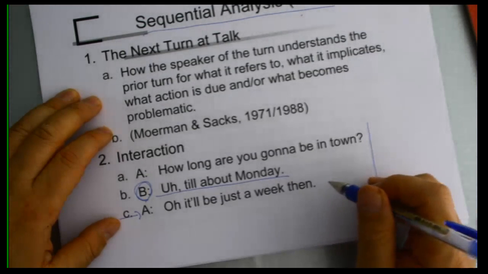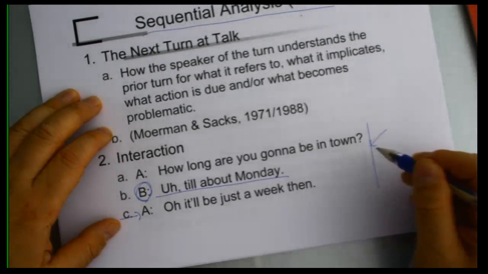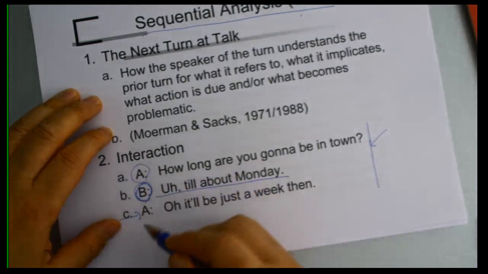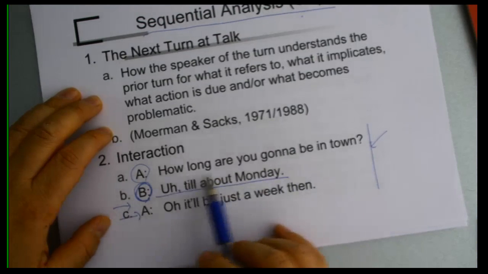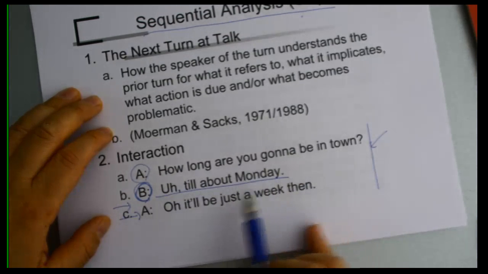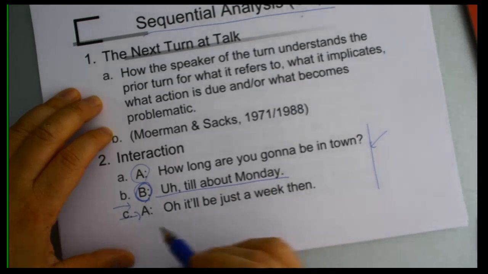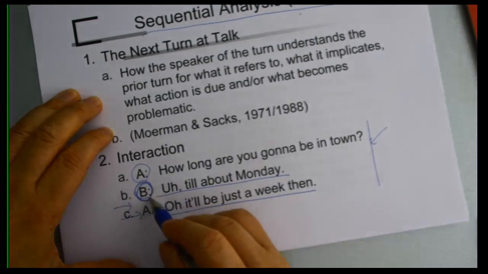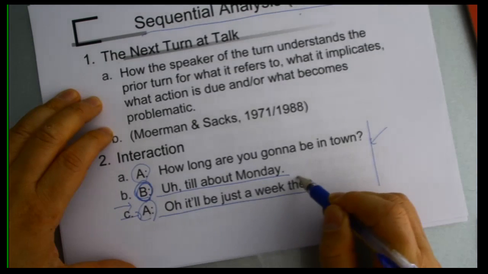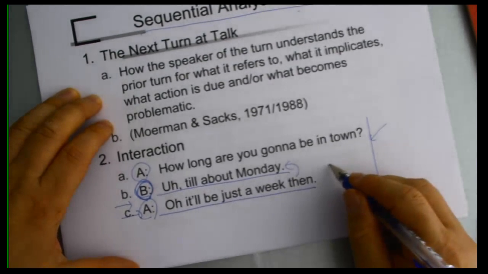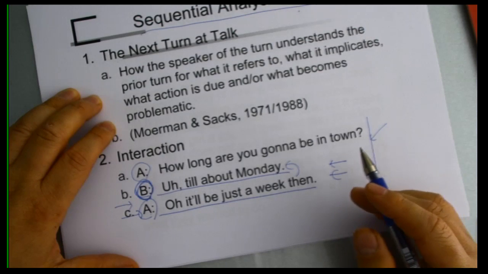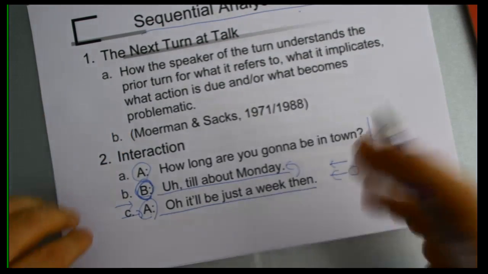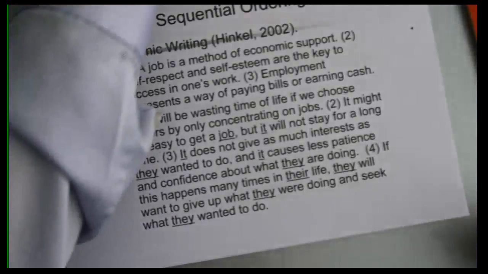So what that does is, rather than the researcher's understanding, we are looking at A's understanding and B's understanding line by line. So when A says, how long are you going to be in town? B says, oh, till about Monday. And then A says, oh, it'll be just... we understand how A understands B's answer. So you want to look line by line and see what kind of strategies the writers make. That's what we are trying to do. So let's go back to the sequential ordering.